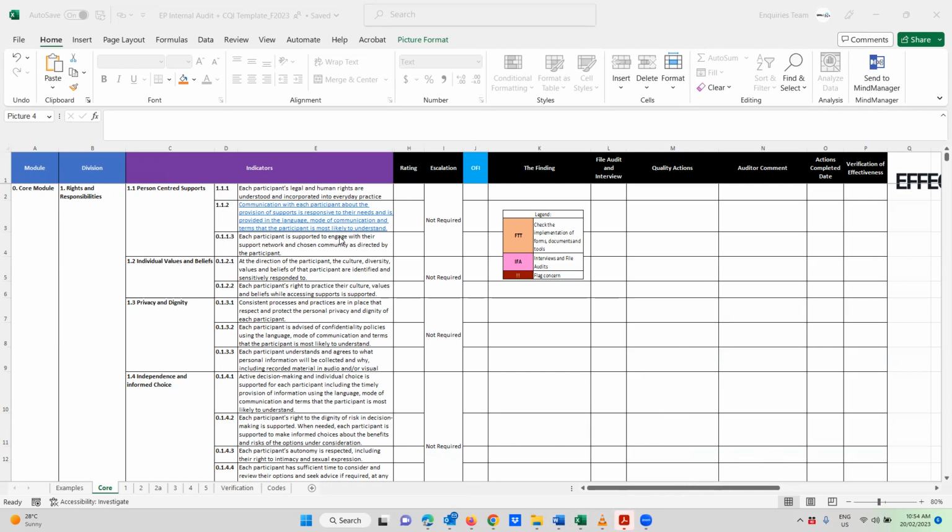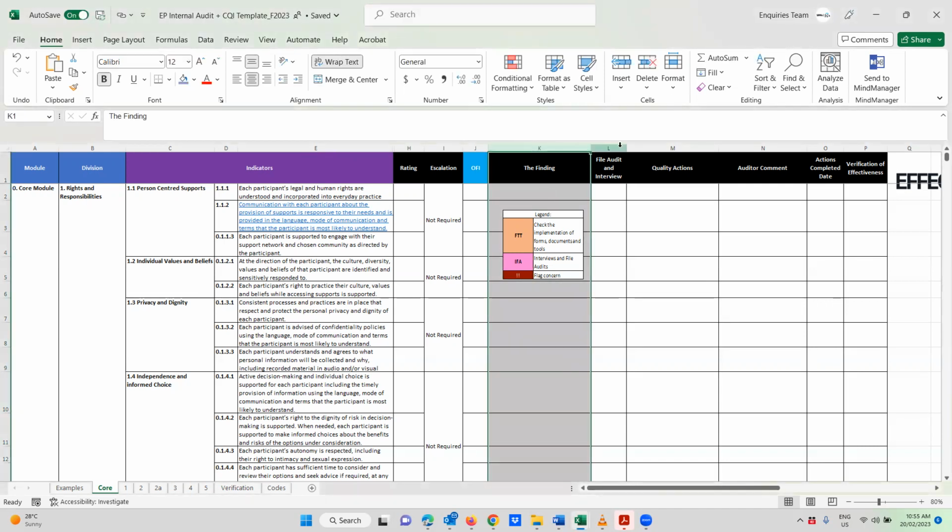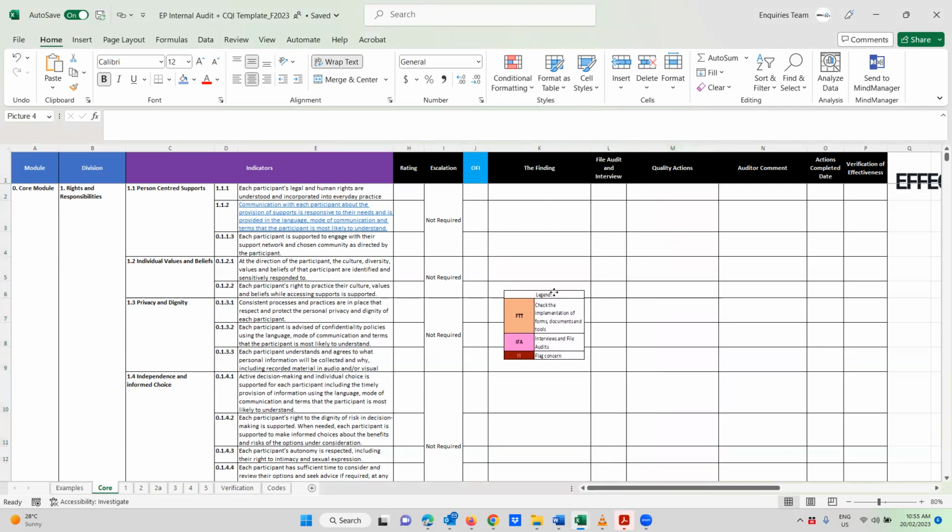This is my actual audit tool. This is what we use for doing internal audits. It's very thorough. It gives a stage 1 rating, as well as the finding in column K and file audit interview results here. And then we write your quality actions for you to give you recommendations for how to correct your non-conformities.